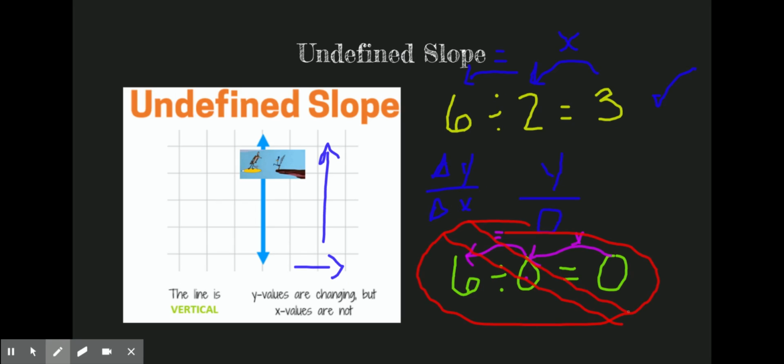So therefore, that's why we say this is undefined. We cannot divide by 0 and get an answer that's going to be anything in the real number system. So when we have no change or a 0 change in our x, we're not going left and right at all, and we have a denominator of 0, we call this undefined. I'm going to abbreviate that by writing undefined.